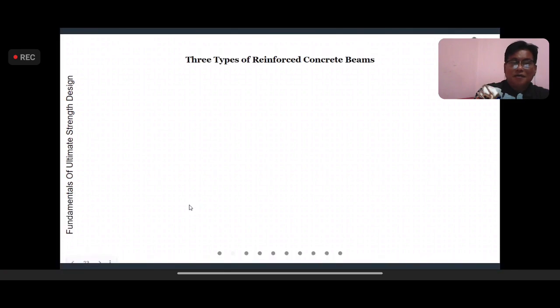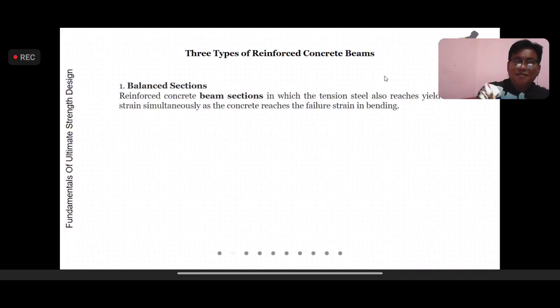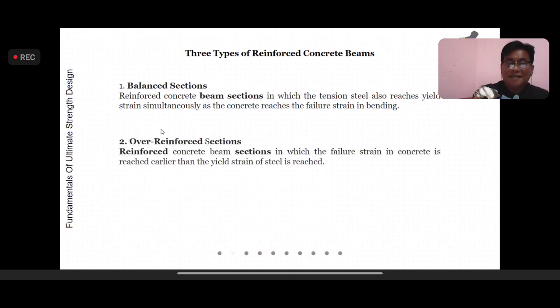So, for the three types of reinforced concrete beams, we have the balanced section: a reinforced concrete beam section in which tension steel reaches yield strain simultaneously as the concrete reaches the failure strain in bending. But actually, we did consider this one as the balanced section. So okay yan, na ginagamit natin sa design.